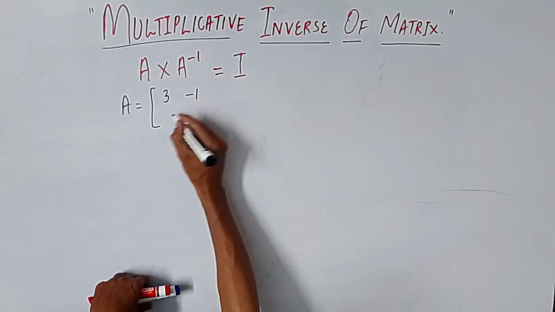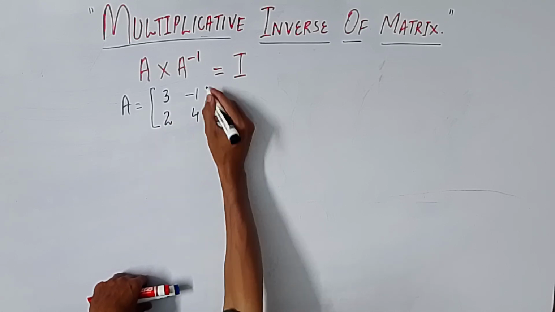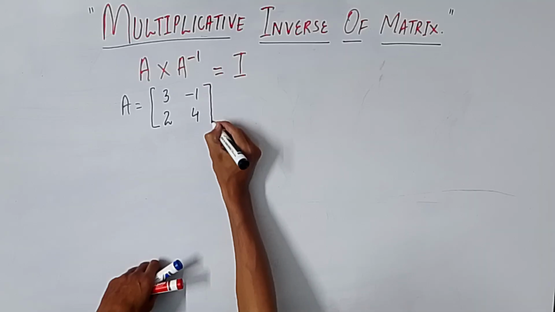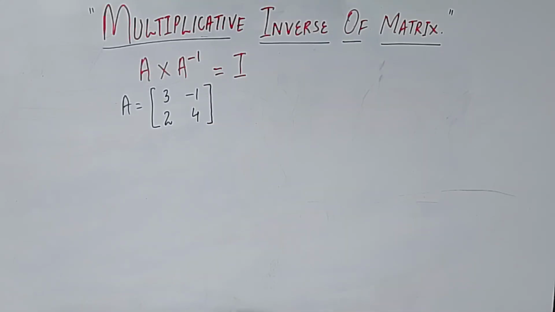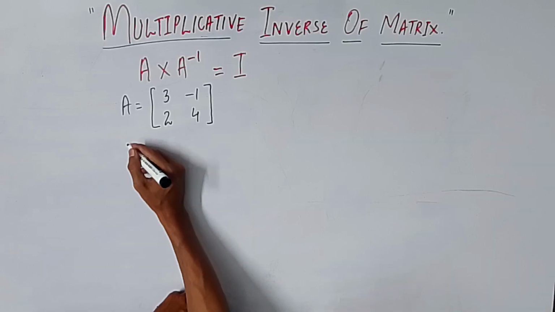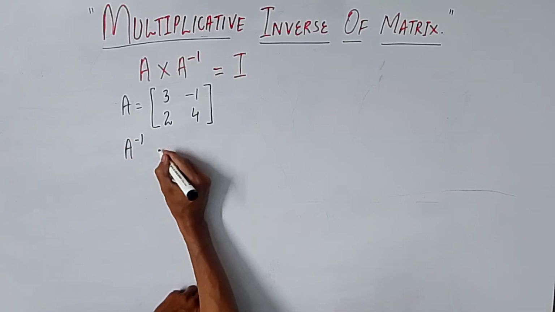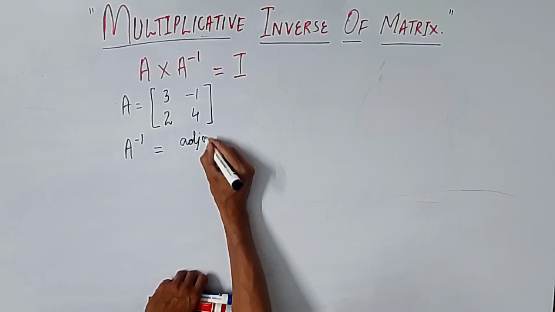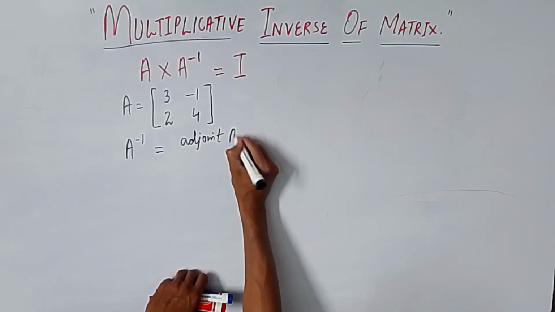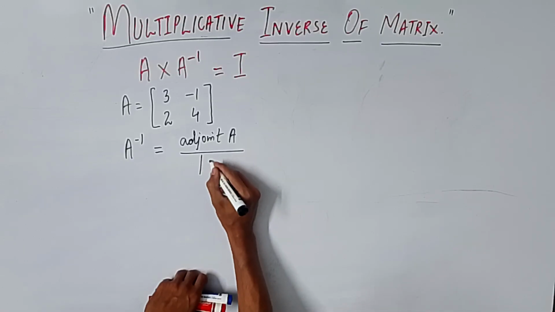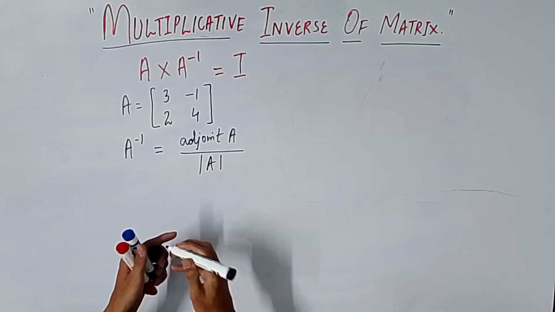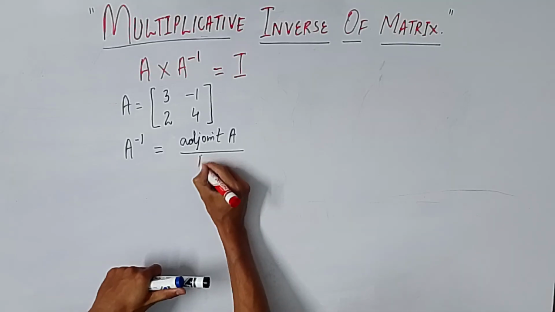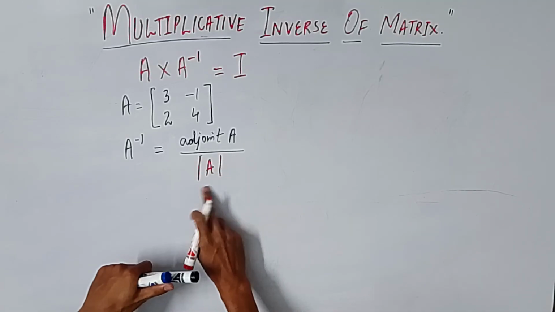3, -1, 2, 4. This is our matrix, and we are trying to find its inverse. The formula to find the inverse of a matrix is adjoint A upon determinant A. So there are two things in the formula of the inverse of a matrix: adjoint A and determinant A.